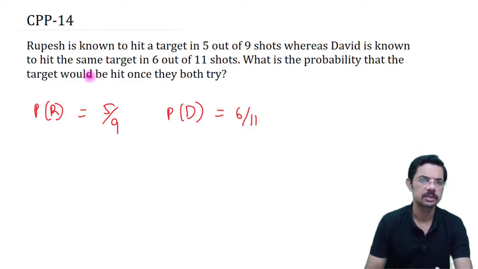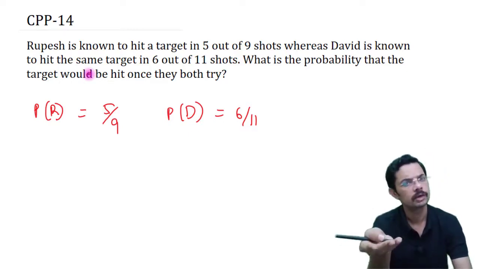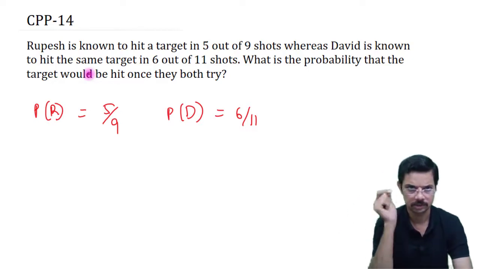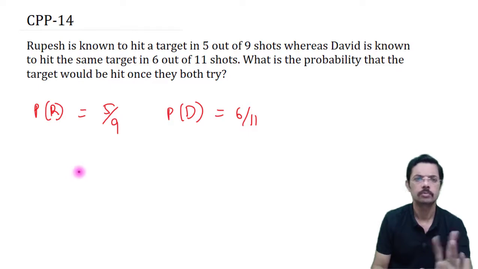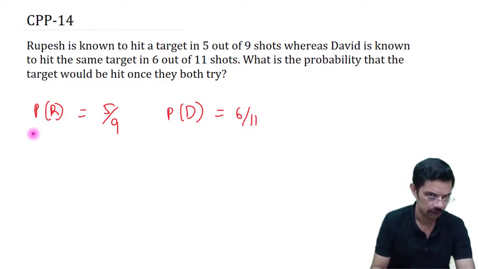It would be hit means either it is hit by Rupesh or David or both. We can say that it has been hit at least once. So here we can see that they are independent events. Clearly the performance of Rupesh is not affected by that of David, and the performance of David is not affected by the performance of Rupesh. So they are independent events.